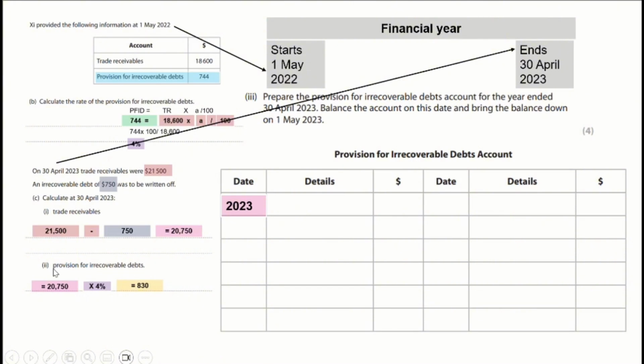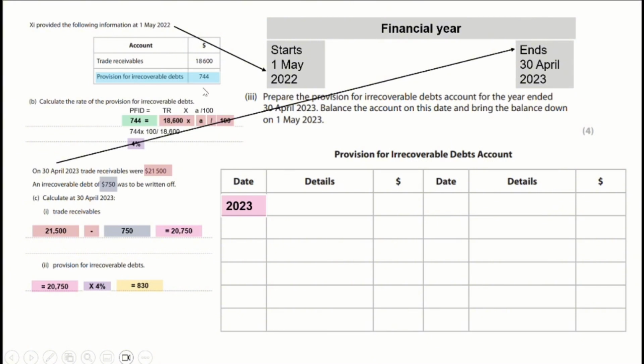Now, we are expected to prepare the provision for irrecoverable debt account. Remember to carefully identify the start of the financial year and the end of the financial year. The reason being that you should have the correct dates for each transaction for you to get 1 mark. So your financial year starts on 1st May 2022. Count 12 months in order to find the end of the financial year. May, June, July, August, September, October, November, December, up to there it's 8 months till 2022. Then January, February, March, April for the 12th month, therefore 30th April 2023.